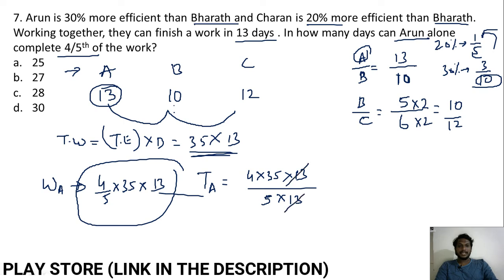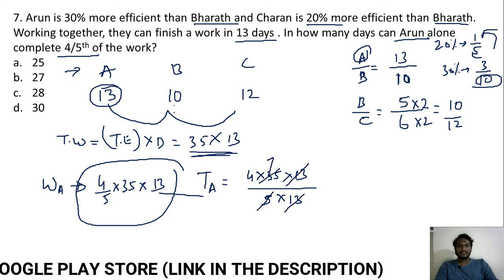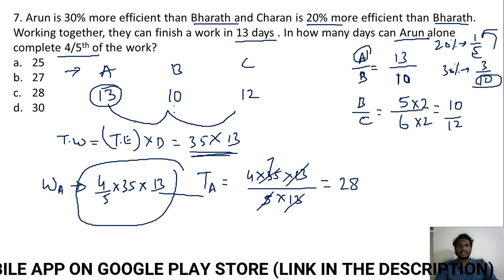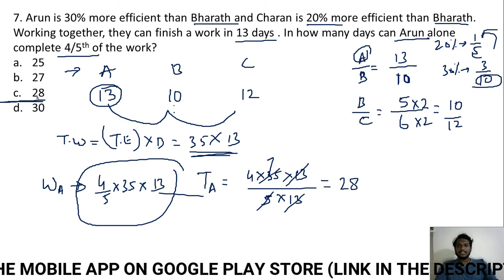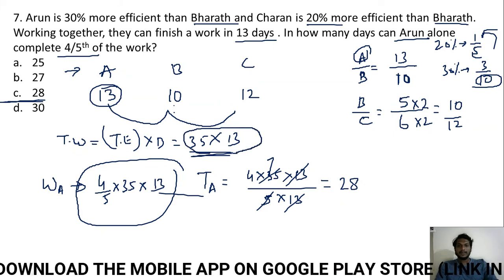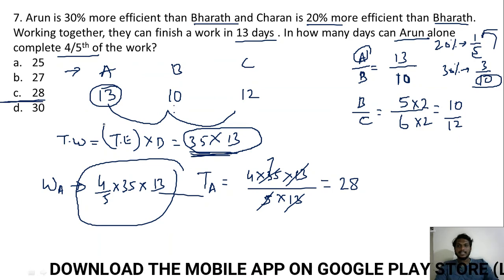So here 13 and 13 gets cancelled. 5 and 35, 5 into 7 is 35. We have 4 into 7 as 28. Option C is the answer. See, straight away from here we can say that C is the answer.